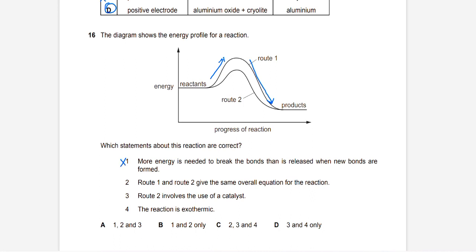Not correct. Root 1 and root 2 give the same overall equation for the reaction. Yes, root 1 and root 2 both have the same overall equation. Root 2 involves the use of a catalyst. That's okay, because the alternative pathway is given where the activation energy is decreased. This is because of the use of a catalyst.